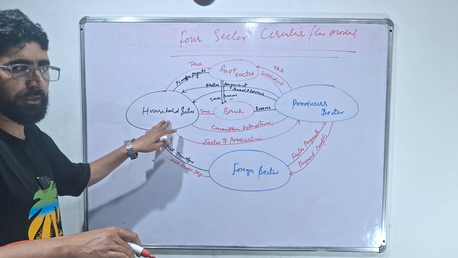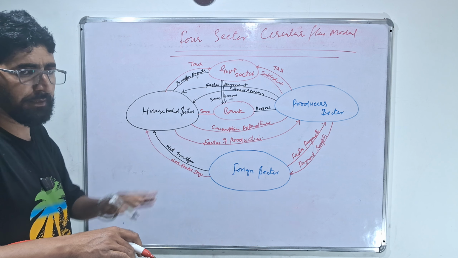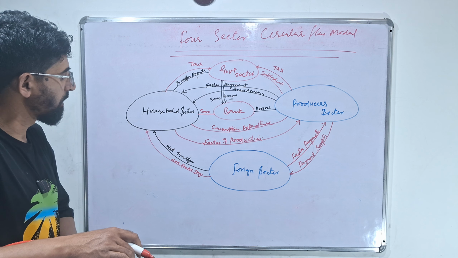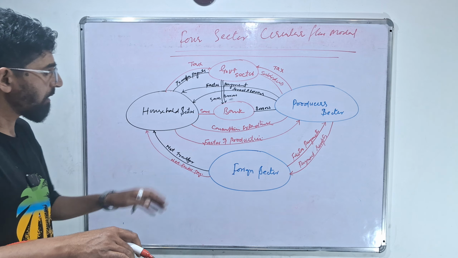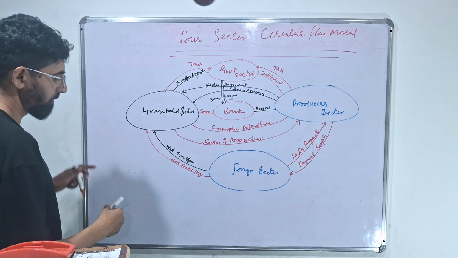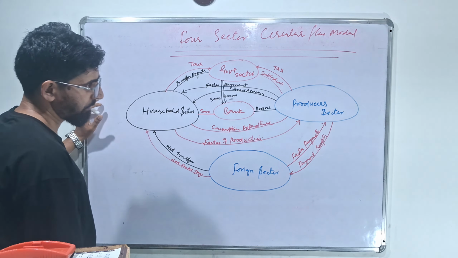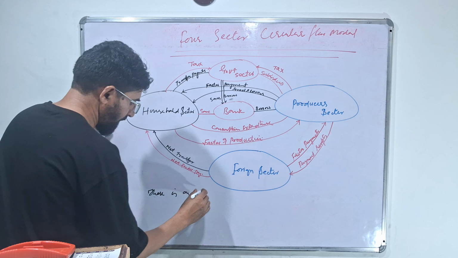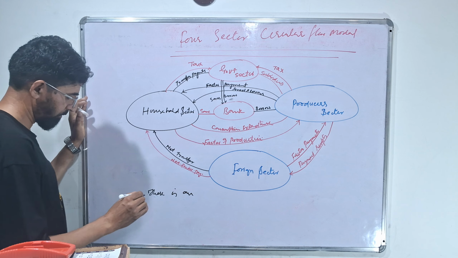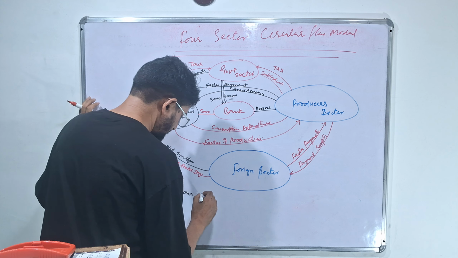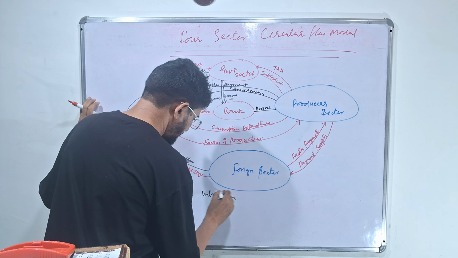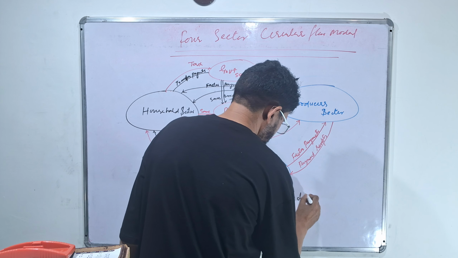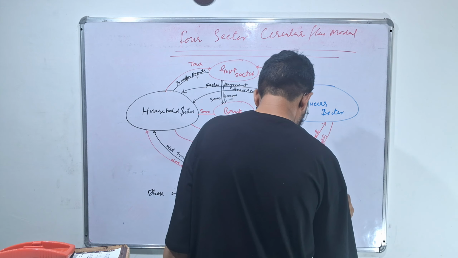It means they are dependent upon each other. One sector cannot function without the other sector. I tried to show the relationship, the interrelation between these sectors. Now to draw the conclusion, I will write: shortly, there is an interaction of four sectors in the circular flow model.